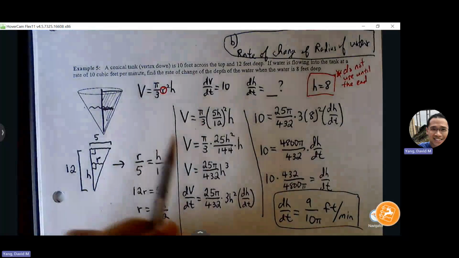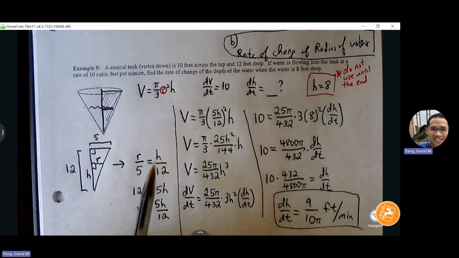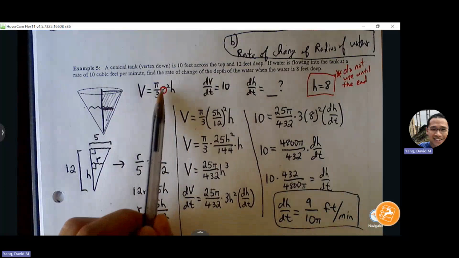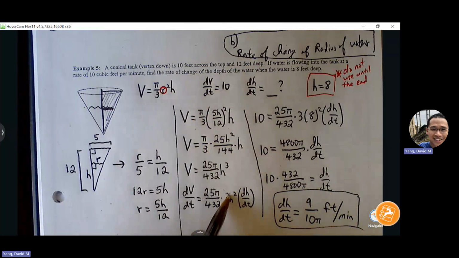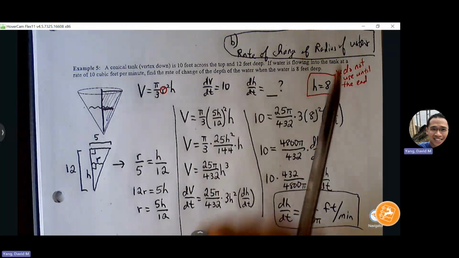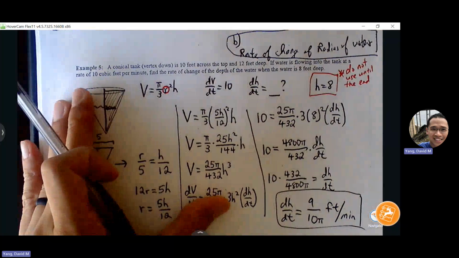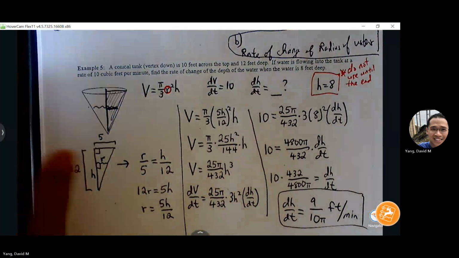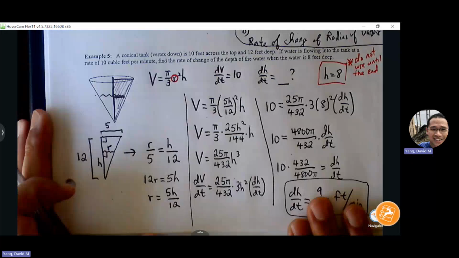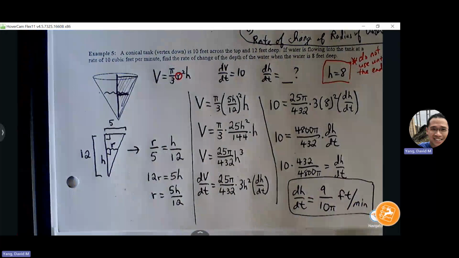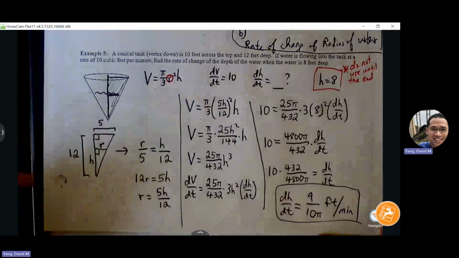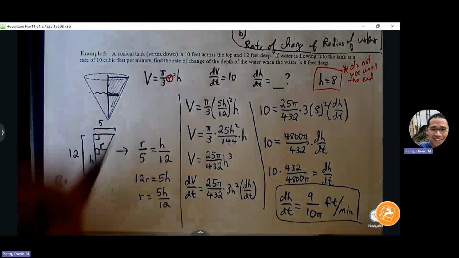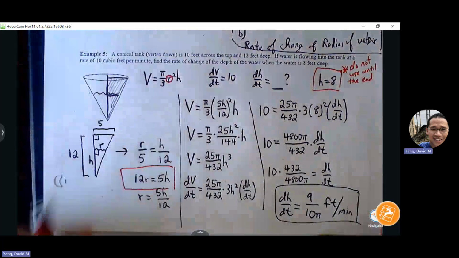Now, we could, okay, we don't want to do this, but we could replace everything in terms of R and then go through this process again. But there's a quick and easy way for us to get from dh/dt to dr/dt without having to go through the whole process. And we have another equation that relates R and H. We can just use that, right? What equation did we build earlier? Yep, so there's our relationship there.